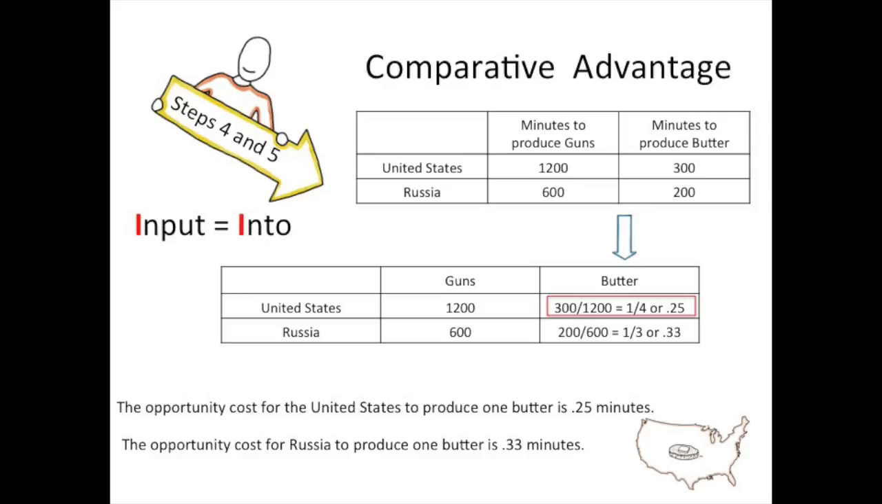To figure out the opportunity cost for Russia, you will take the 600 minutes to produce the guns and put that into or underneath the 200 minutes to make a unit of butter. After dividing by 600, the opportunity cost of making a unit of butter is 0.33 minutes of making guns. America now has comparative advantage in making butter because it only has to give up 0.25 minutes compared to Russia, who has to give up 0.33 minutes.